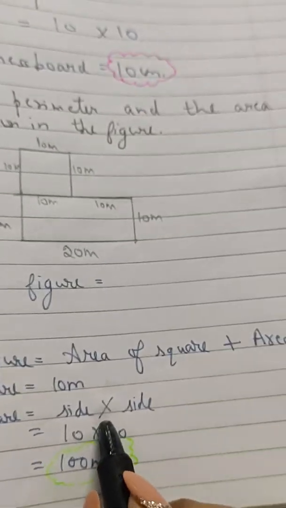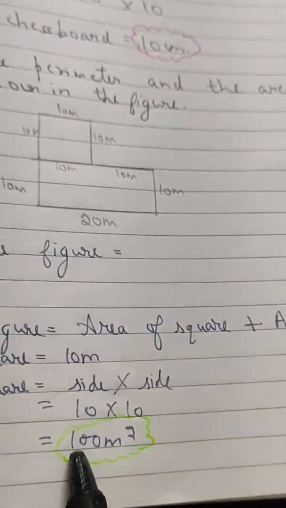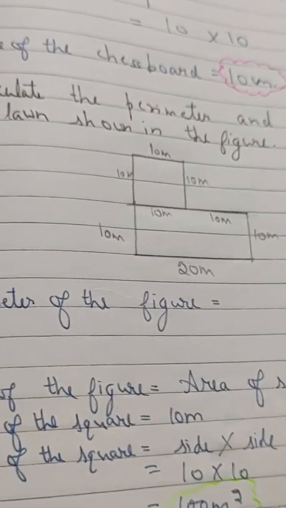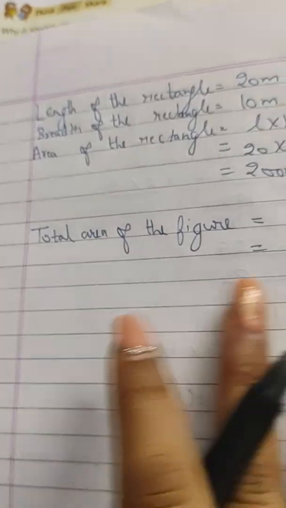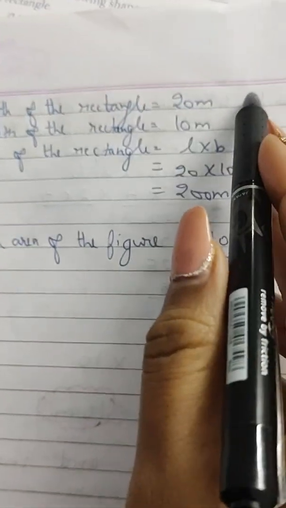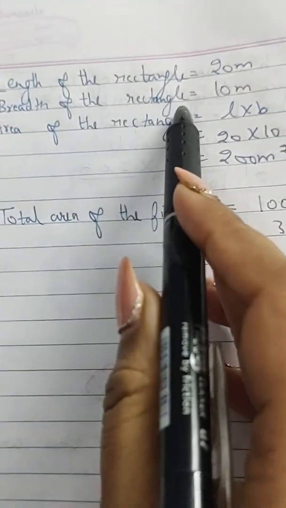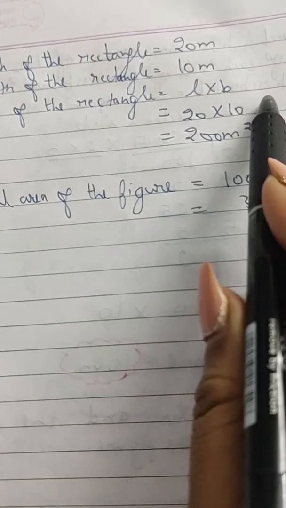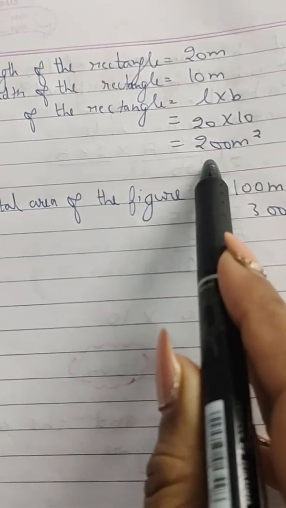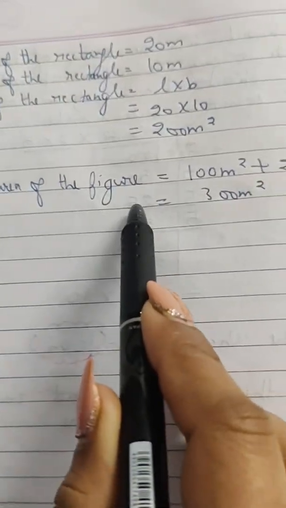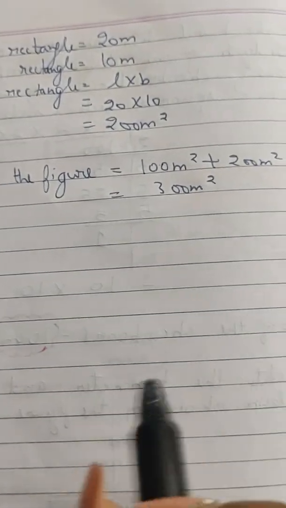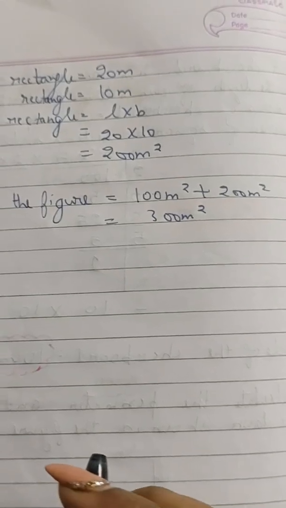So the area of the square is equal to side into side, that is 10 into 10. 10 into 10 is 100 meter square. Area of square is 100 meter square here. Then we have the length of the rectangle as 20 meters. The breadth of the rectangle is equal to 10 meter, that is given. Area of rectangle is equal to L into B, that is the formula. 20 into 10 is equal to 200 meters square. So the total area of the figure is 100 plus 200, that is 300 meters square. So it means that the figure is of 300 meters square.